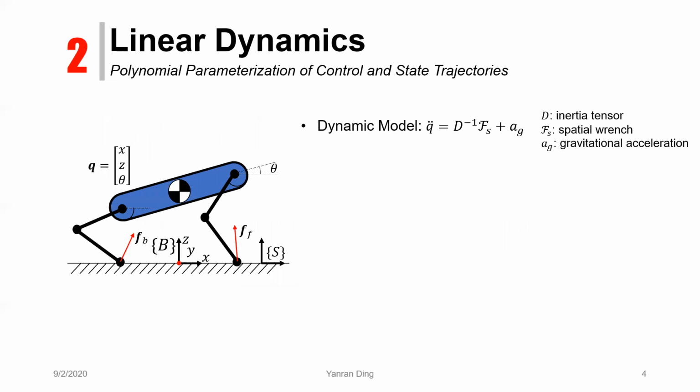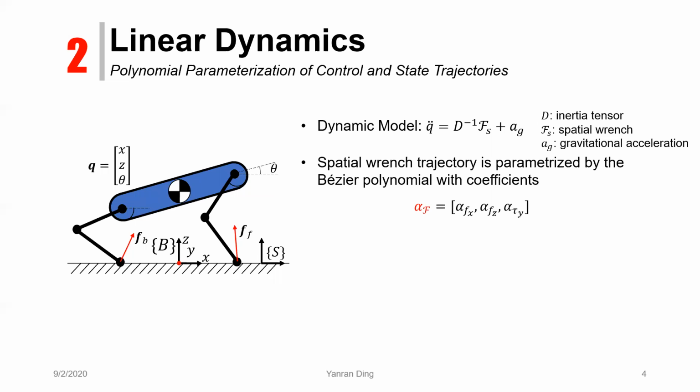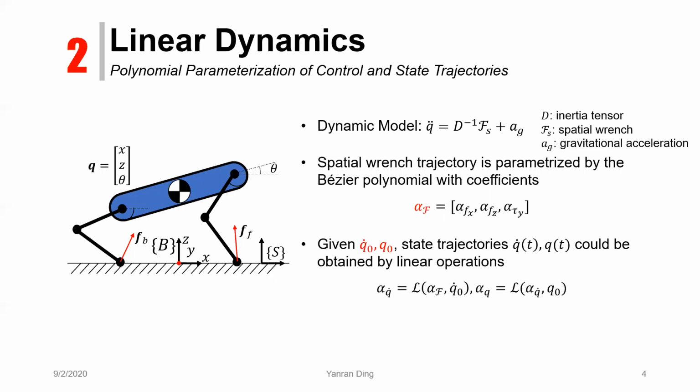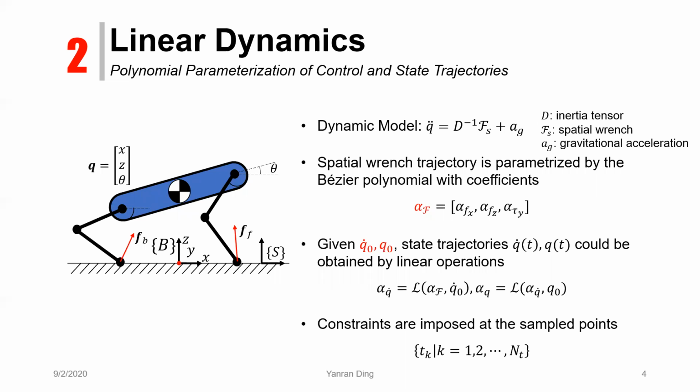Assuming the legs are massless, we can simplify the robot as a 2D single rigid body. The dynamic model is that the second derivative of the configuration of the robot is equal to the inertia tensor inverse times the spatial wrench plus the gravitational acceleration. The spatial wrench trajectory is parameterized by a Bezier polynomial, and because of the linear dynamic model, given the initial conditions, the state trajectories could be obtained by linear operations, and the constraints could be imposed at the sample points.